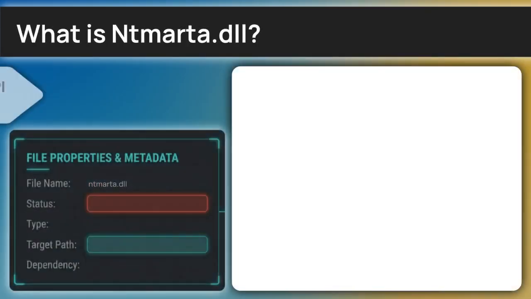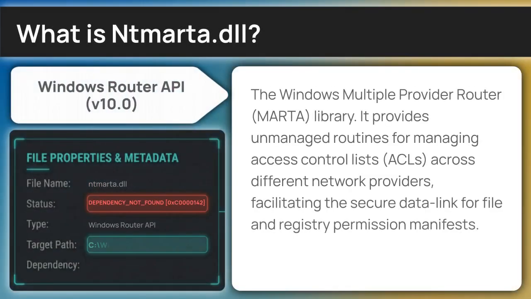This is the Ntmarta module, the Windows Multiple Provider Router MARTA library. It provides unmanaged routines for managing access control lists, ACLs, across different network providers, facilitating the secure data link for file and registry permission manifests.